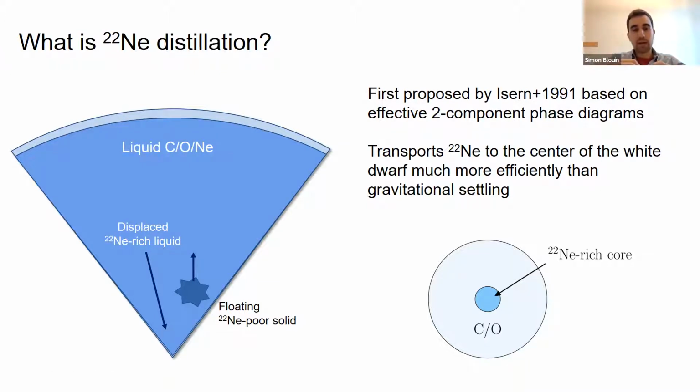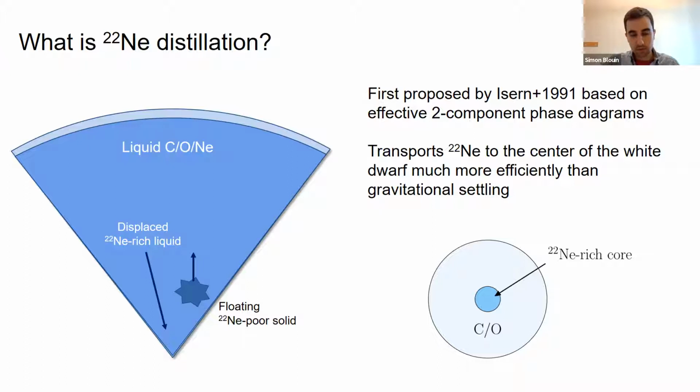So it floats, and by floating up in the white dwarf, it will displace liquid that is, by definition, more enriched in neon 22, because this crystal is impoverished in neon 22. So of course, the liquid is by definition more rich in neon 22. So this crystal eventually melts someplace higher up in the white dwarf core. And this process just keeps going on. So floating crystals and displacing neon 22 rich liquid.